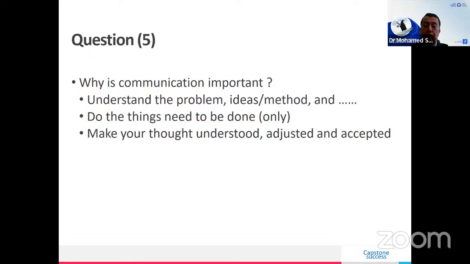Also, you need to do only the things that need to be done, meaning that you need to be following a plan. When you are communicating with your team, you need to make sure that your thoughts are understood, that the message is communicated. You should also be flexible. You are willing to accept others' ideas and maybe adjust or modify your idea in a professional way. And all this should be documented, of course.